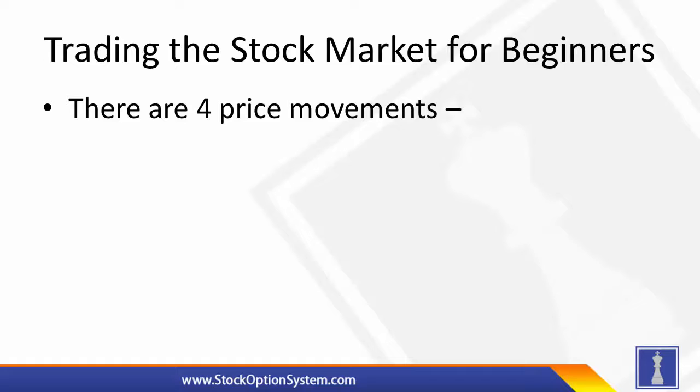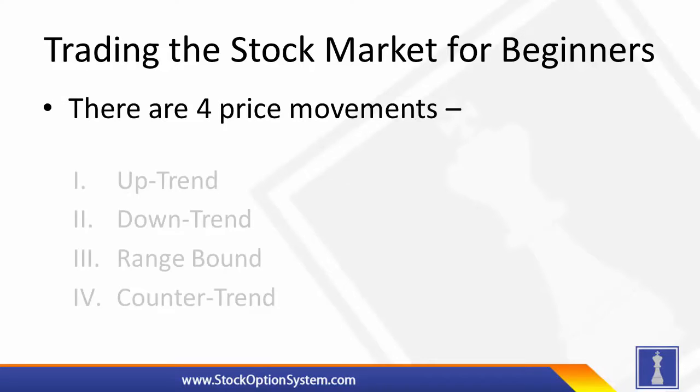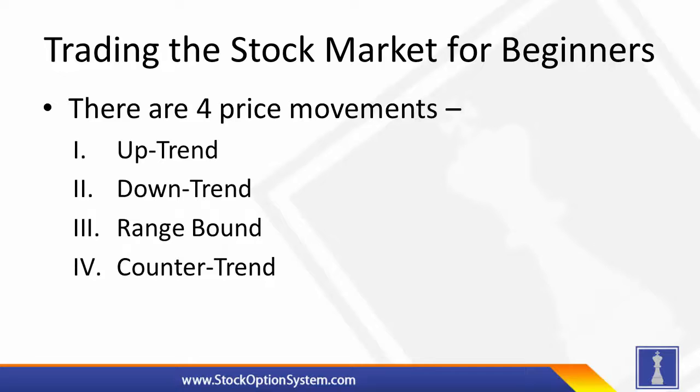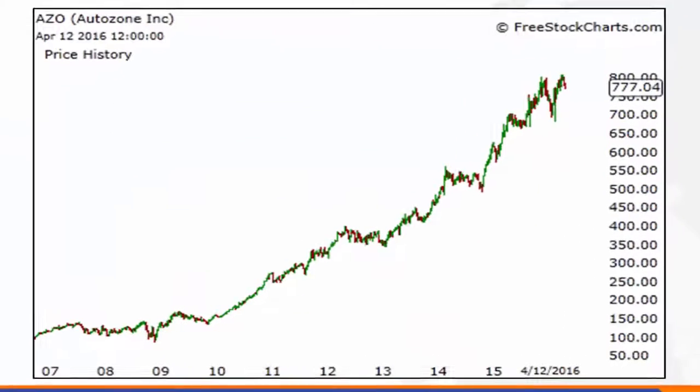Okay, trading the stock market for beginners. Now, I want to begin by telling you that whenever you're looking at trading the market, there are really 4 price movements that you have to be aware of. Now, the first one is going to be the uptrend. The second, the downtrend. You will also want to look for something that's range-bound, and you also want to take note of a counter-trend.